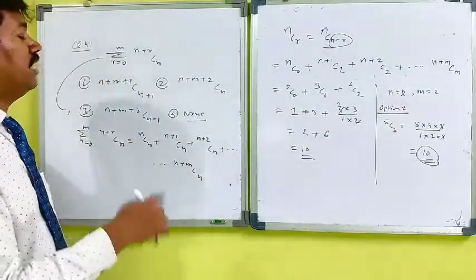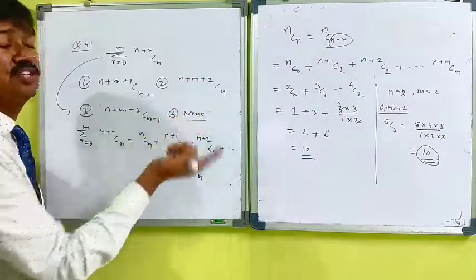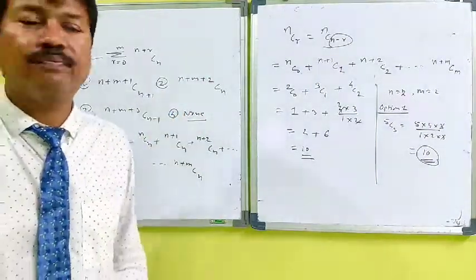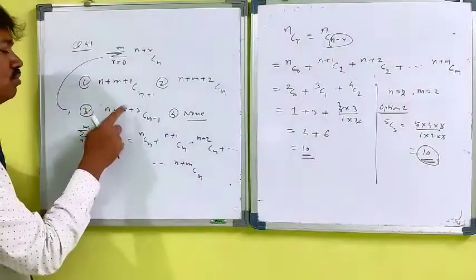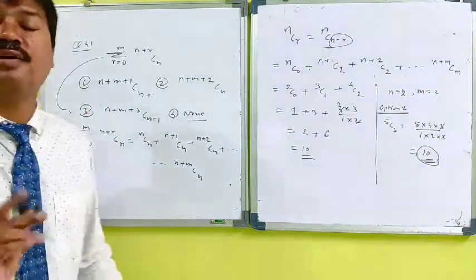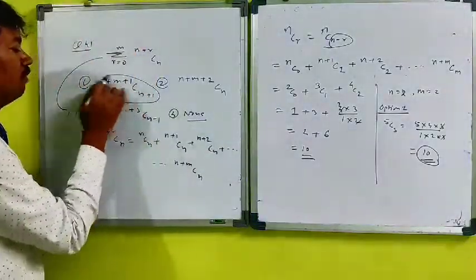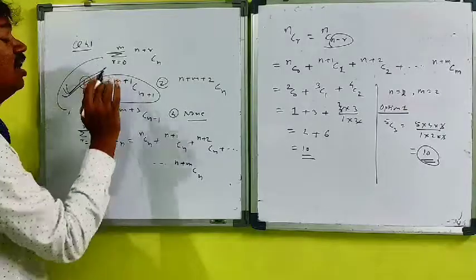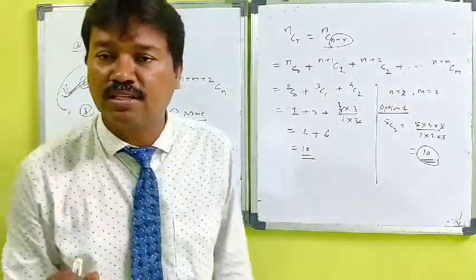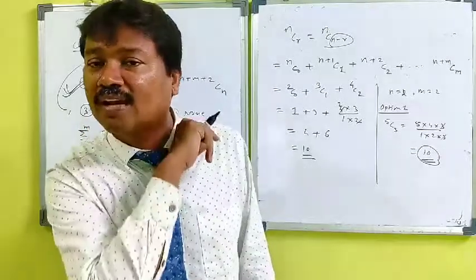If you have any doubt, check it. 2 to the power 6 is 62, and 62 is not 10. Similarly here, 7C1 is also not 10. The only option that gives 10 is this one. So this is the correct answer. Understood, children? This is called the 2 trick. Very easy.